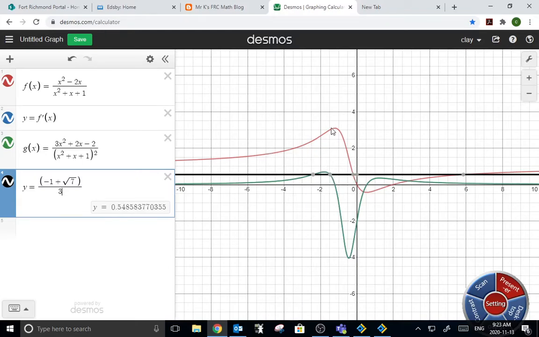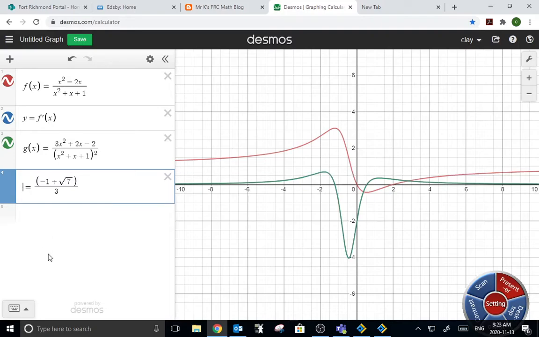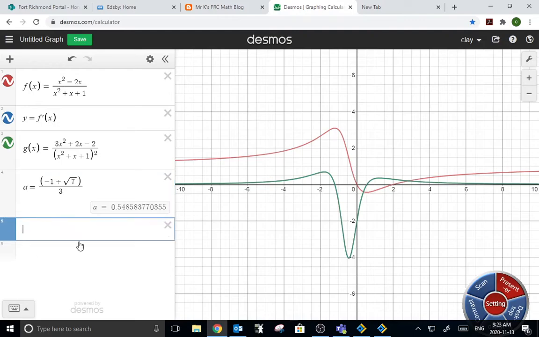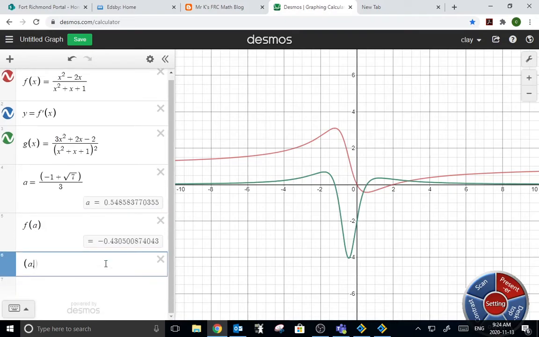Let's call that A. There we go, let's call that A. And if we ask this to do f of A, it'll give me that as a point, and if I actually ask it for A comma f of A, there it is.